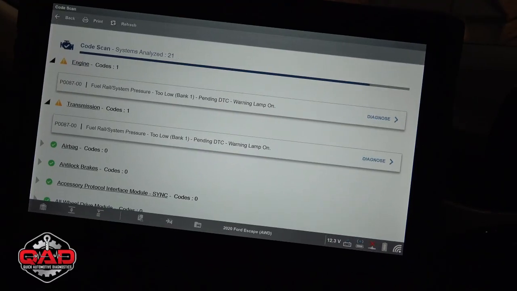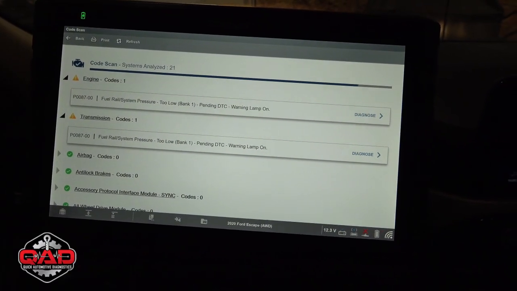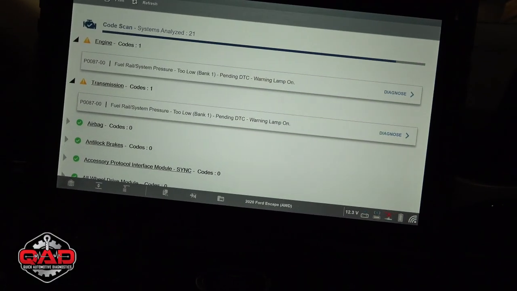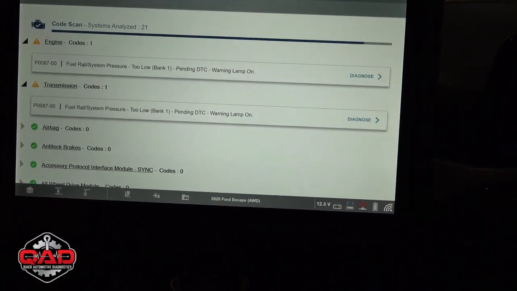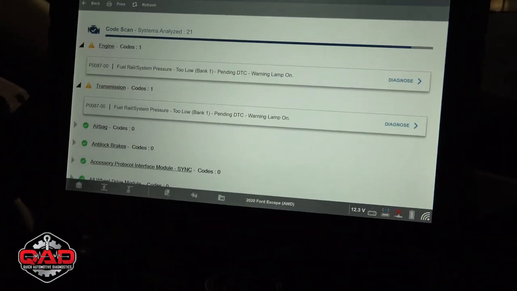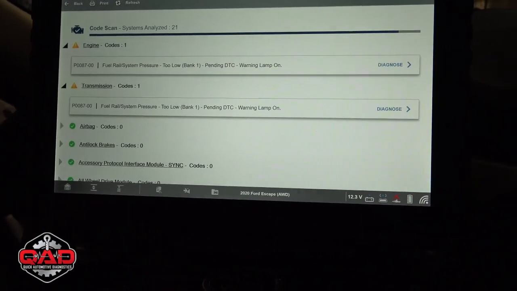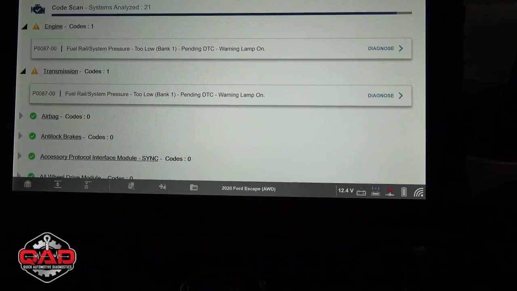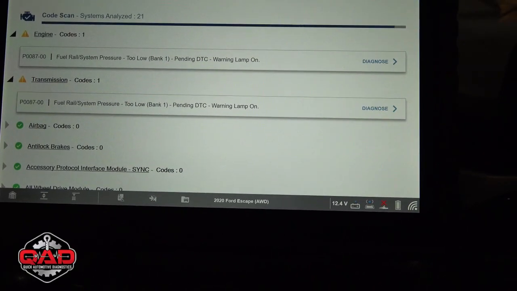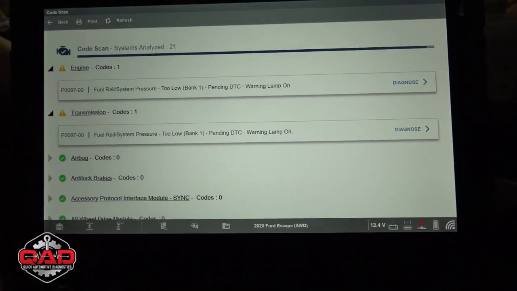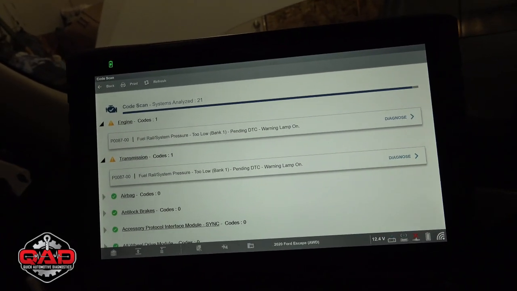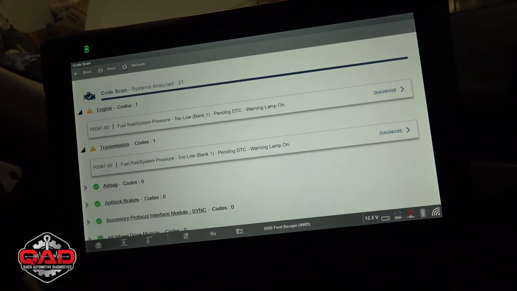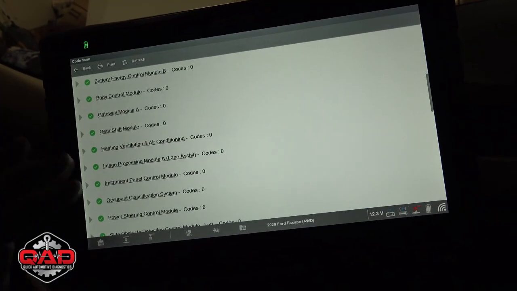What we see here is a fuel rail system pressure too low. Now, it's talking about the whole system pressure, okay? Second code, as you can see, is also in the transmission control module: fuel rail pressure too low. It's complaining about fuel pressure, and that's the reason why it's here.